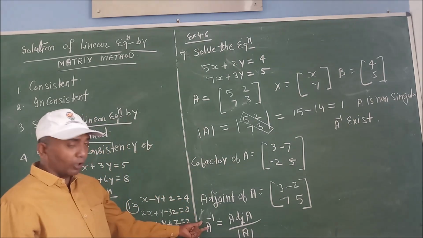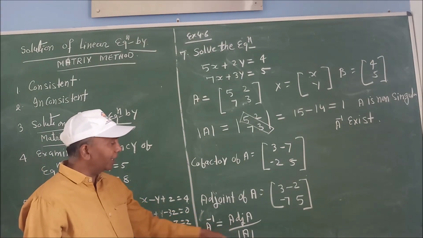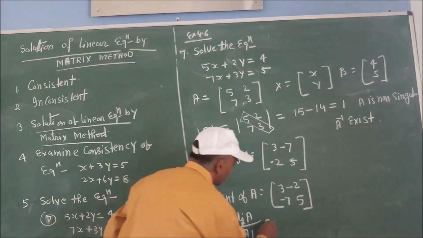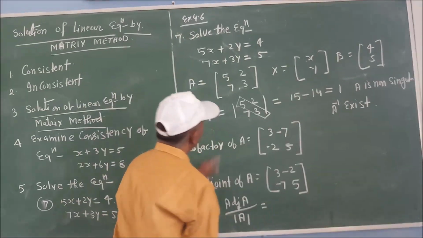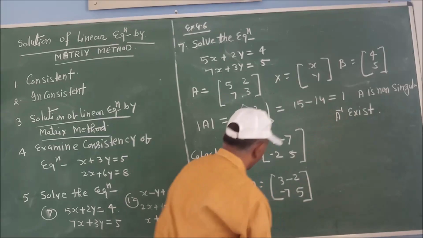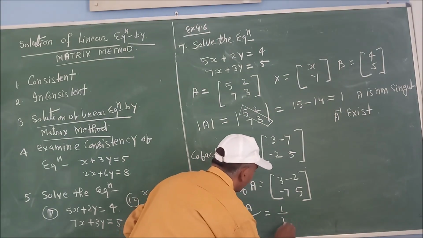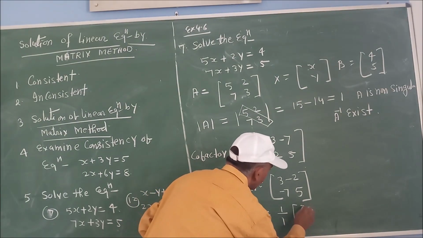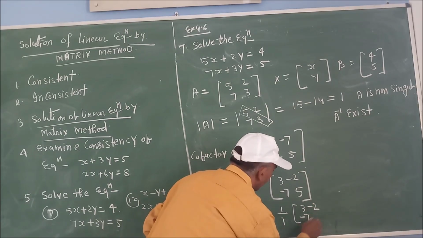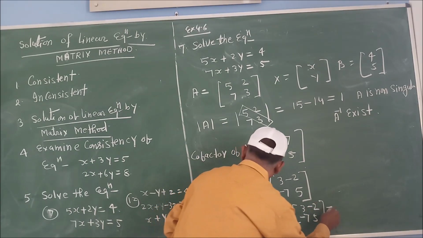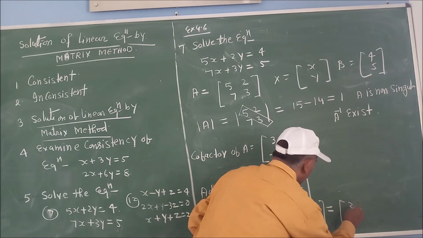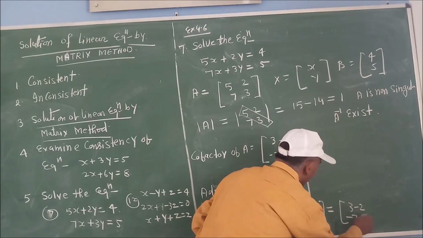A inverse is an important formula: adjoint A by determinant of A. Already we have calculated the determinant, which is 1. So this will be 1 by 1 into adjoint A, which is [3, -2; -7, 5]. So your A inverse will be equal to [3, -2; -7, 5].